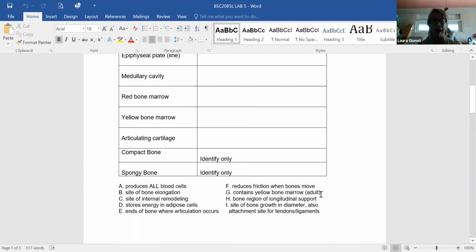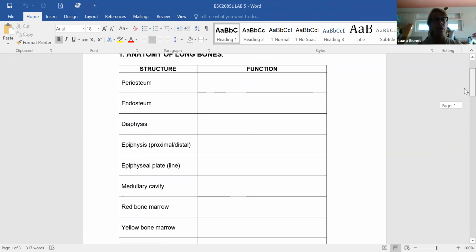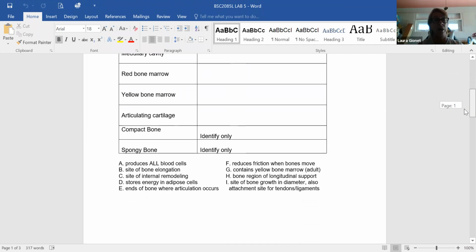G, contains yellow bone marrow as an adult. That would be the medullary cavity. In children, we'd find red bone marrow there. H, bone region of longitudinal support. That would be the diaphysis. And then we have I, site of bone growth in diameter, also attachment site for tendons and ligaments. That would be the periosteum. All right, so we have a function to go with everything.